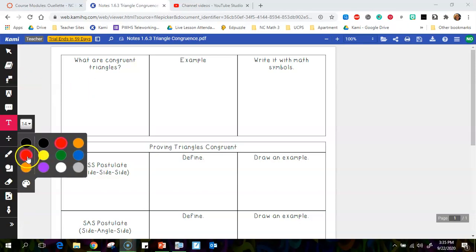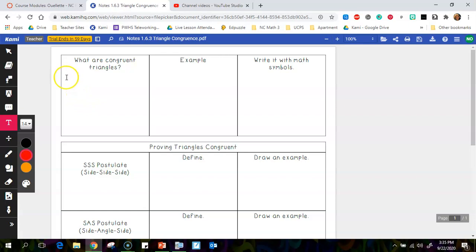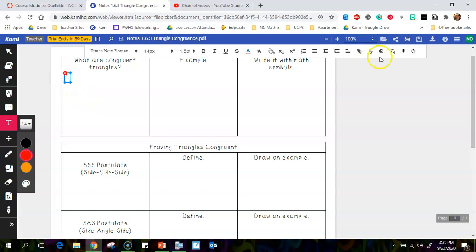So we're going to put a definition in here. I'm going to use my text box and my microphone. Two triangles are congruent if and only if their corresponding parts are congruent. Hit my microphone again, and even though this is a sentence and it would have a capital T at the beginning, I'm not going to worry about it.